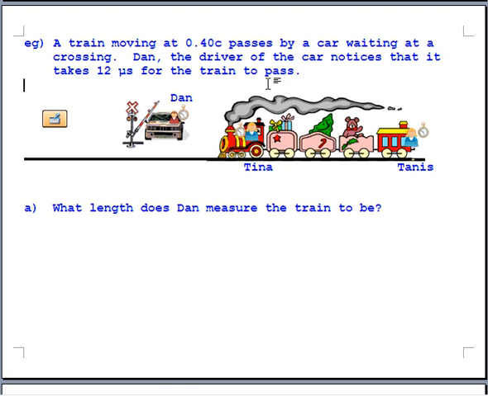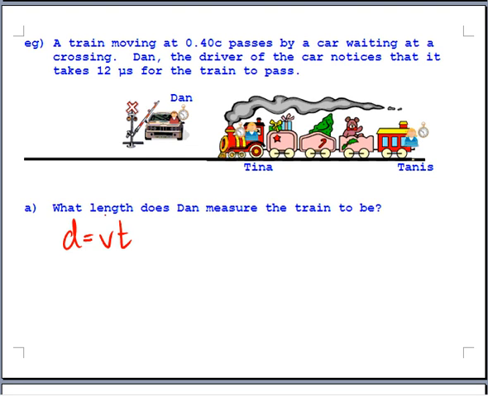If you're being asked to find a time, but you haven't been given a time, it turns out there's another equation we can use. We've used it a few times already. It works great. And some of you, I think, are probably sitting there going, I know what it is. We can use d equals v times t to solve for the d, right? What length does Dan measure the train to be?